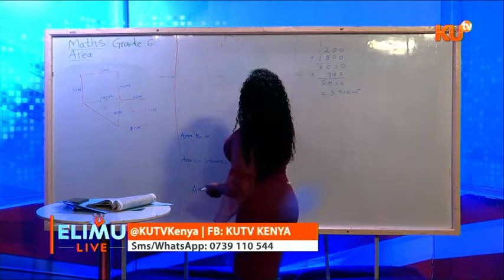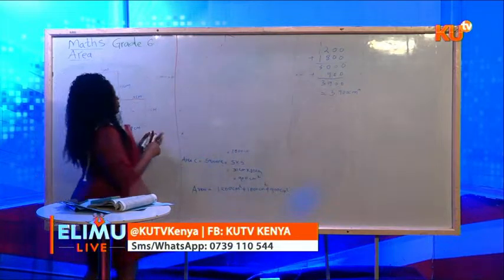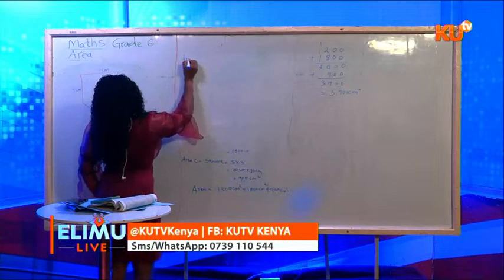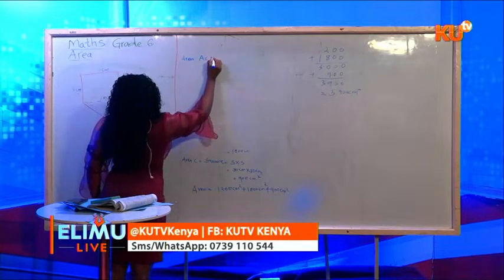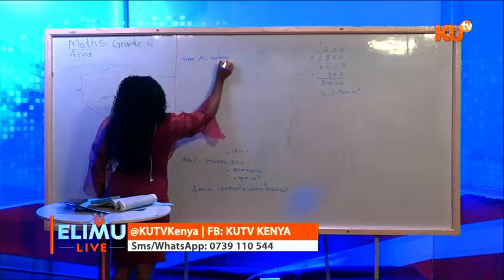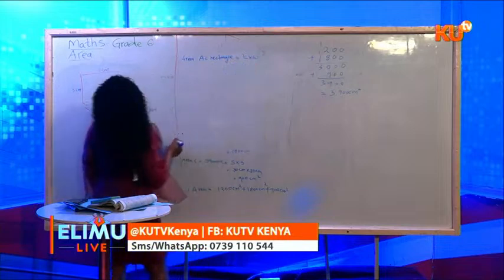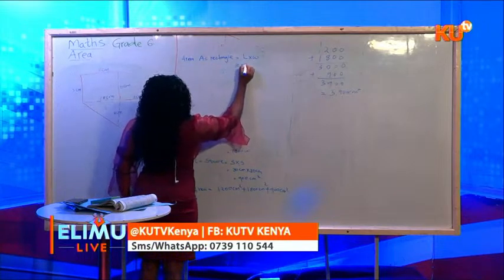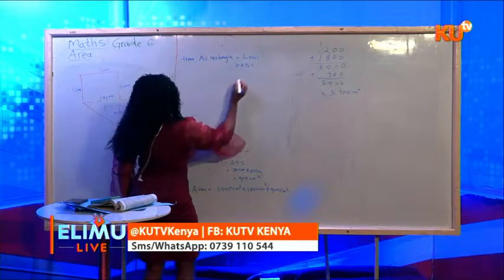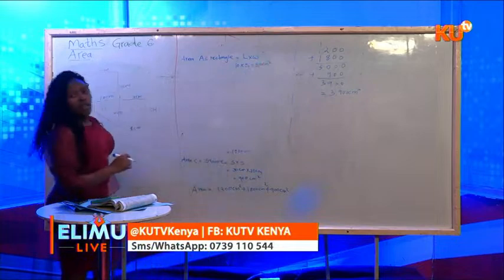So just as we did the other one, we start by area A. Area A, we know that it is a rectangle, and the area of a rectangle is equal to length multiplied by width. So it will be 10 multiplied by 5, which is equal to 50 centimeter squared.